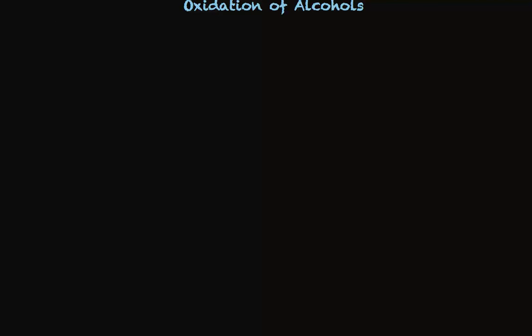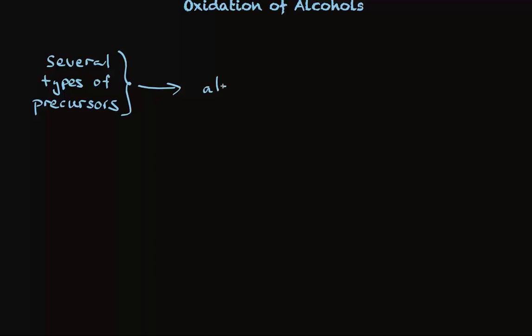So what I'm suggesting is that several types of precursors can be used to make alcohols, and then these alcohols can be oxidized to carbonyl compounds.